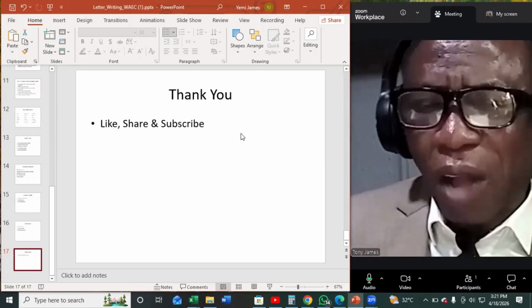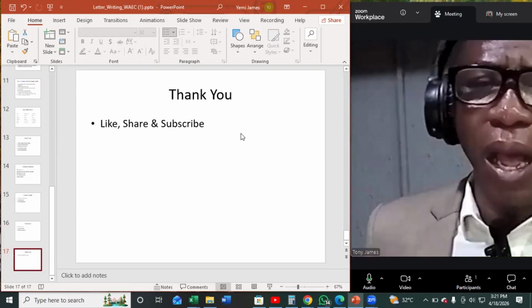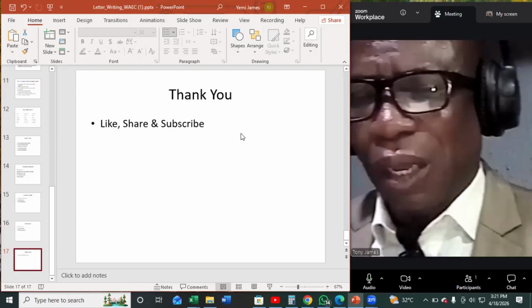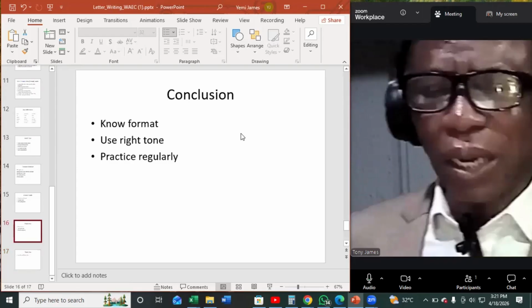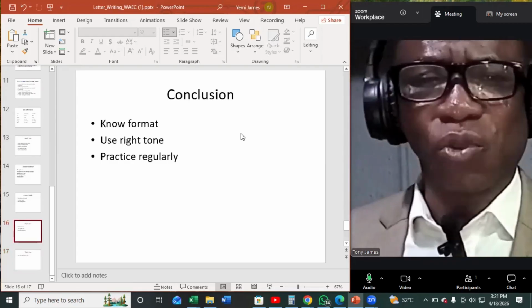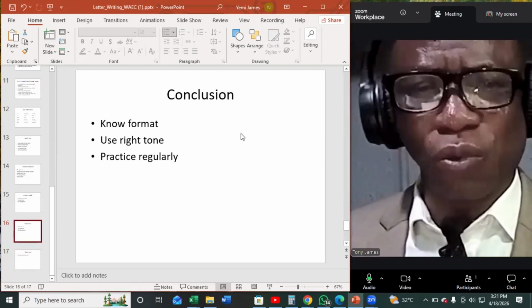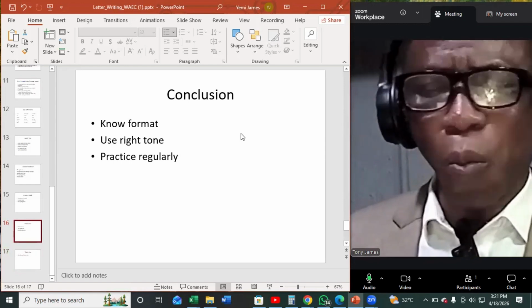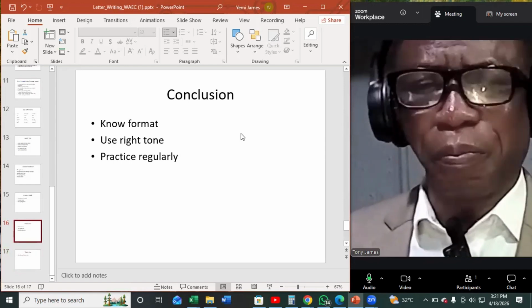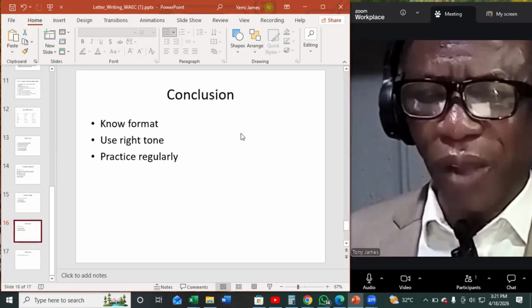So you have to try your hands on exercises. Write letters, practice regularly. Get somebody to assess what you have written, to assess you all around. We'll be able to tell you where you need to perfect. Very, very important. Students should learn this. It's very important.